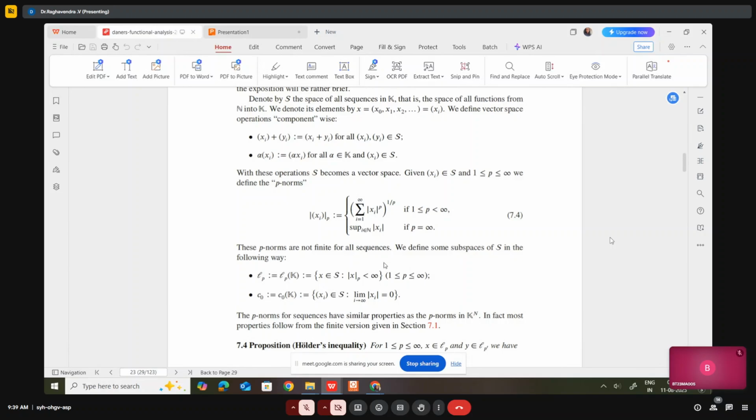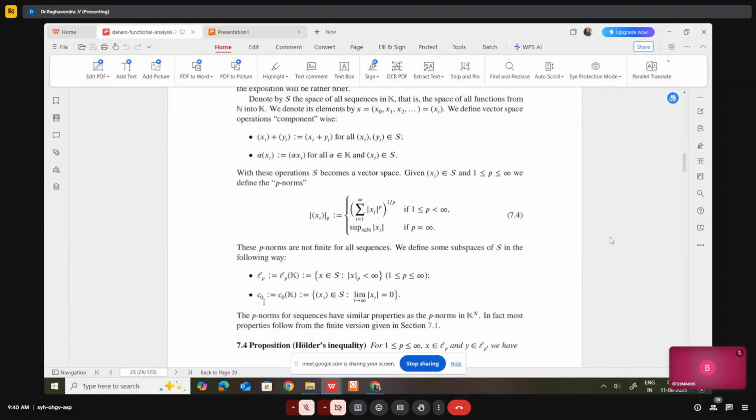So we write small l_p, l with a subscript p, normally written as l_p(K). K denotes the scalars, either complex numbers or real numbers. This is all the sequences, whatever that big set, such that the p norm is finite. This is true for 1 less than or equal to p less than infinity.